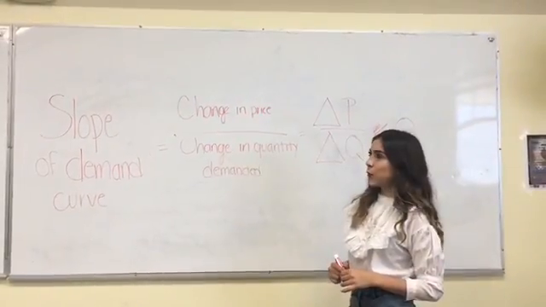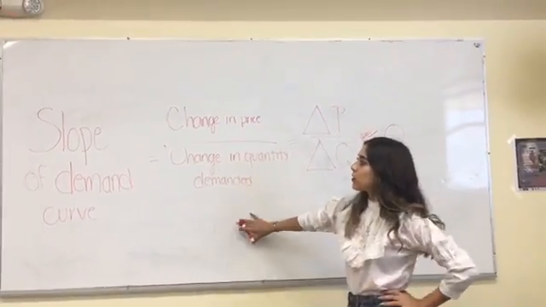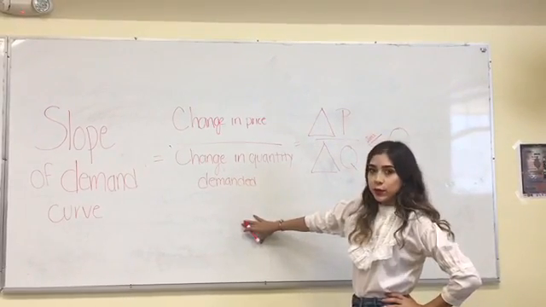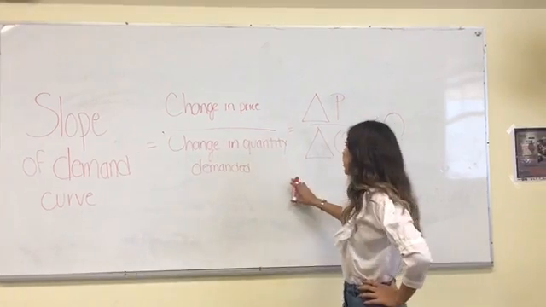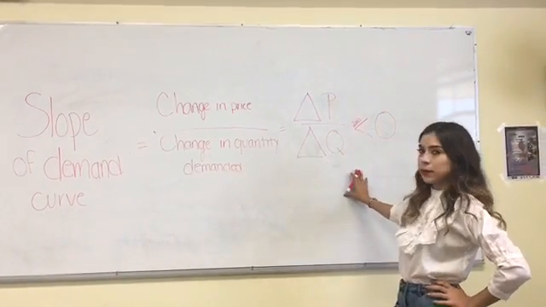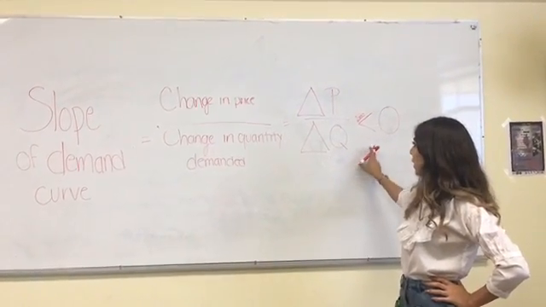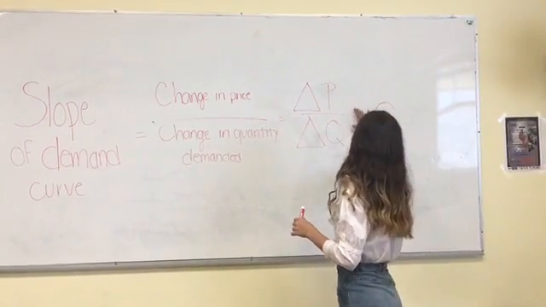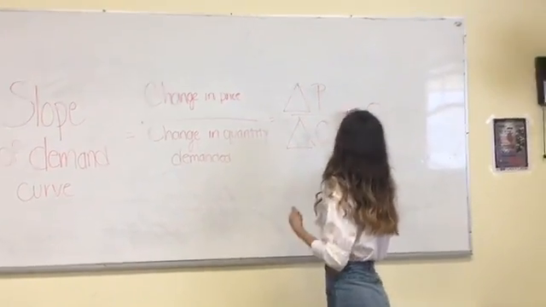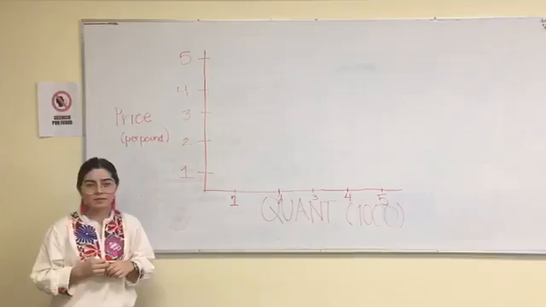This is the formula we are going to use: the slope of the demand curve equals the change in price divided by the change in quantity demanded, and it equals triangle P divided by triangle Q, and it's less than 0. And we have another formula, and it's more than 0. I'm going to explain it to you, and in this case I'm going to use apples as an example.